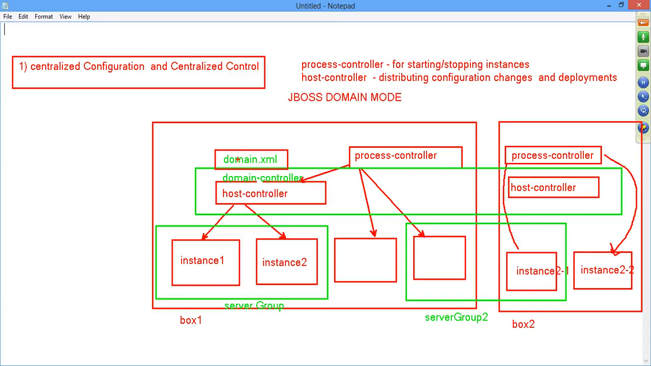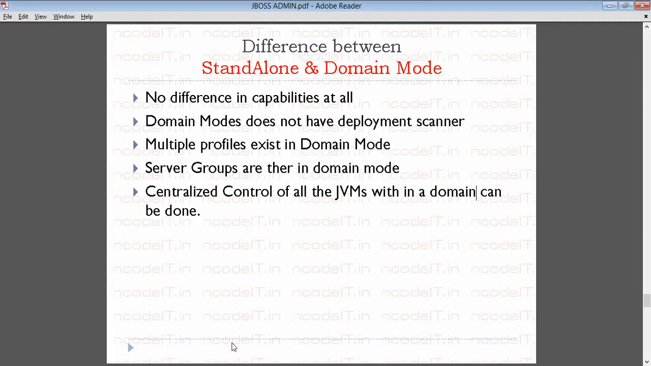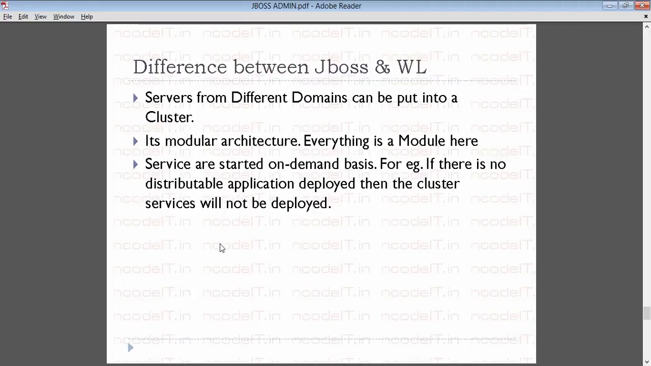All right. So that's the domain mode, then there are some differences listed out. There is no difference in capability. They are both the same. It's only about administration. One feature that is different is domain mode does not have deployment scanner. So if you are using domain mode, the only way you can deploy an application is through console or using CLI. A standalone mode has only one profile, whereas a domain mode can have multiple profiles. Then there are server groups in domain mode, centralized control of JVMs in domain mode.